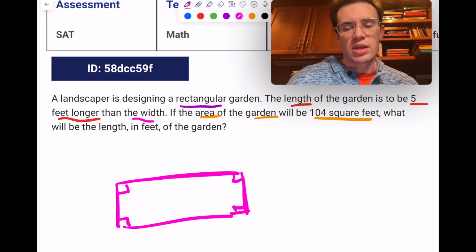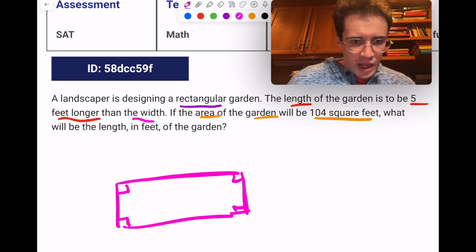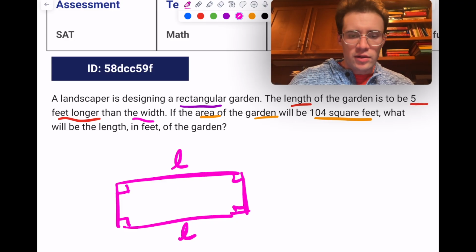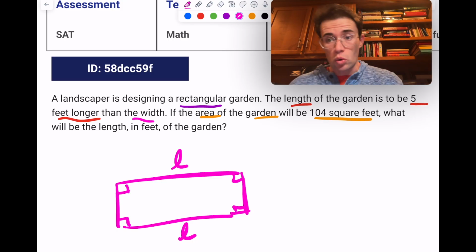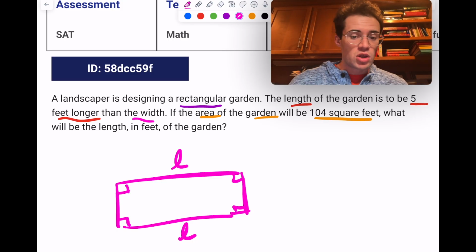The opposite sides are going to be equal length. So we've got these two lengths, length and length, and then you've got the widths, where the length is 5 feet longer than the width. So that means the width is 5 feet shorter than the length. So instead of a W, we could just write L minus 5 on these sides.